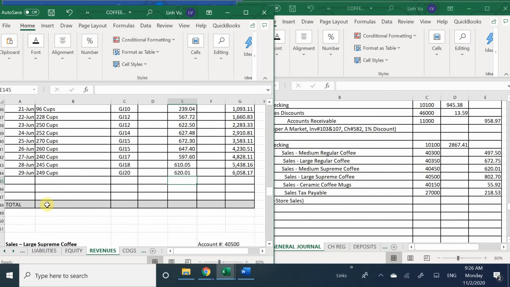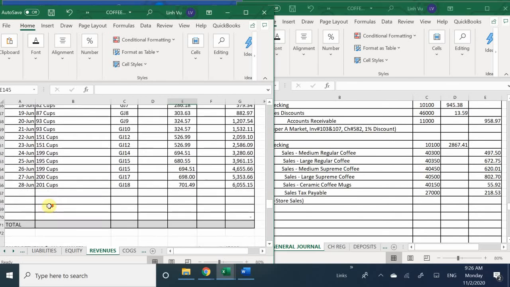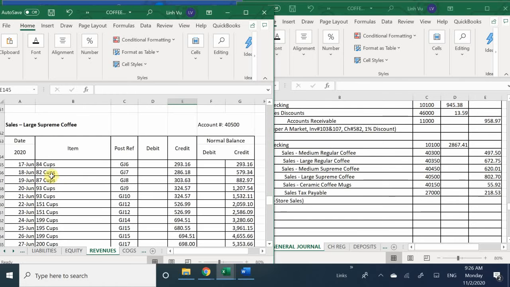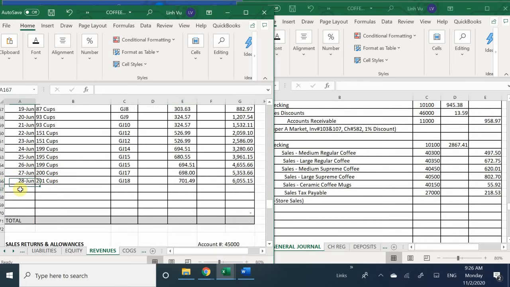All right. Good. Okay. And now we're going to large supreme, 230 cups. Hold on. 629. You said 230 cups? Yes. 230 cups, GJ20. $802.70. That should come up to $6,857.85. Yes. Good. All right.